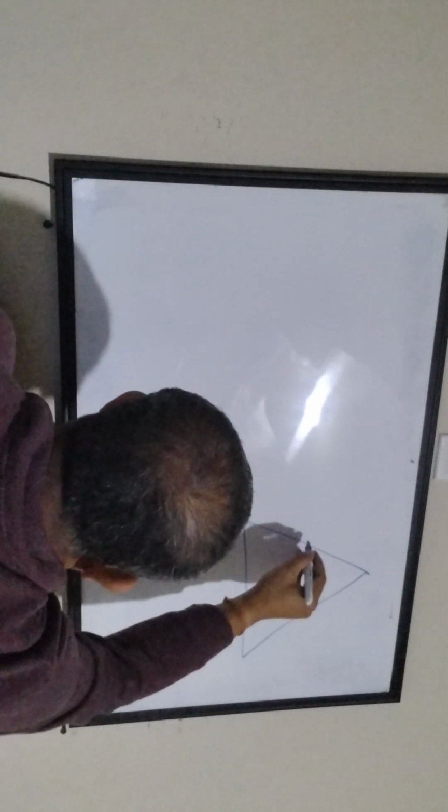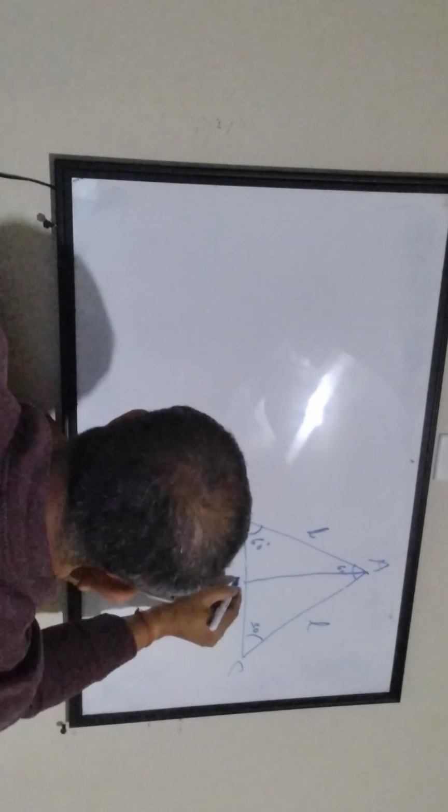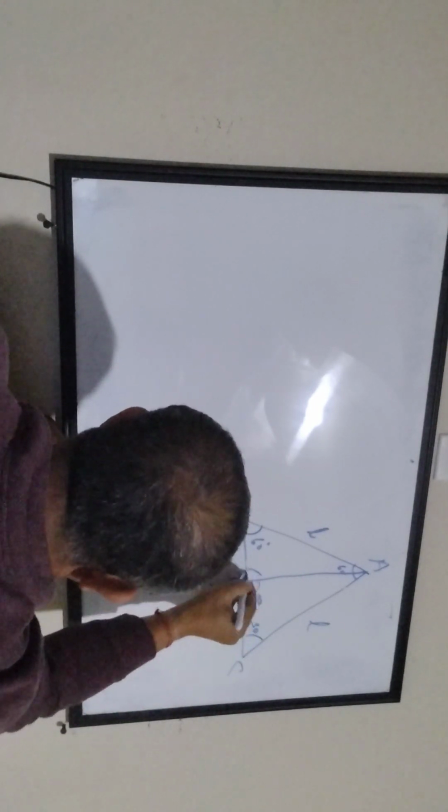So this is an equilateral triangle. Let's say this is L, this is L, this is L, meaning every angle is 60 degree. We are trying to find out the value of sine 30 degree. What I will do is, from here I will draw a perpendicular, which, let's say, this is A, B and C, and this is D, meaning this is 90 degree and this is 90 degree.